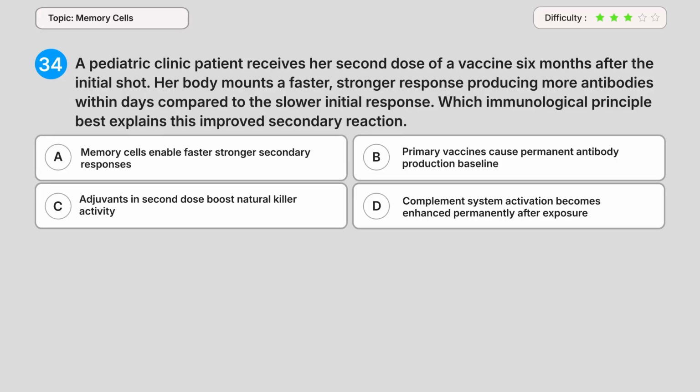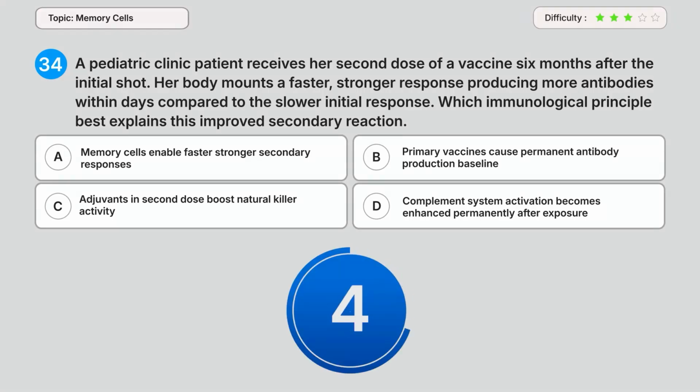A. Memory cells enable faster, stronger secondary responses. B. Primary vaccines cause permanent antibody production baseline. C. Adjuvants in second dose boost natural killer activity. D. Complement system activation becomes enhanced permanently after exposure. Do you know the answer?